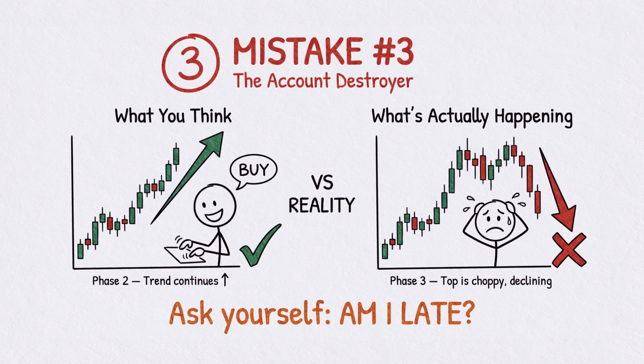Mistake number 3, the one that destroys accounts. Buying during phase 3, thinking it's phase 2. How do you avoid this? One word: context. If the asset has been trending up for months, news is overwhelmingly bullish, and everyone around you is buying, ask yourself, am I late?